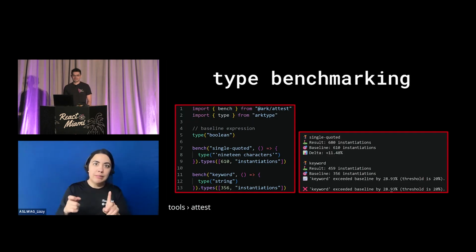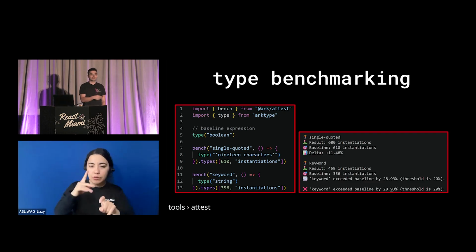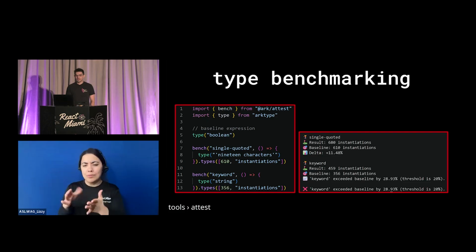The other half of a test is type benchmarking. It allows you to capture type-level complexity of a certain block of code. So we were talking about instantiations of types before. You can actually measure that with a test.